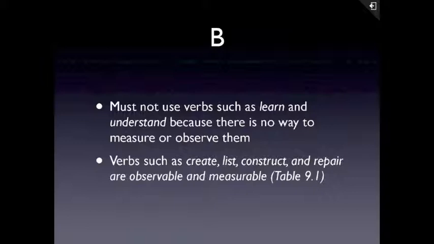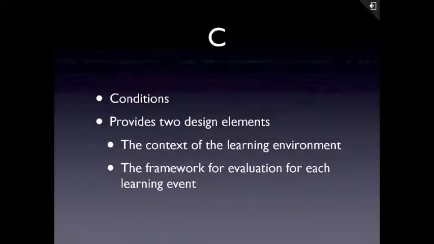Verbs such as create, list, construct, and repair are observable and measurable. And in your book in table 9.1, there is a table of these verbs you can use. C stands for conditions. So conditions provides two design elements. Number one, it provides the context for the learning environment and the framework for evaluation for each learning event. So kind of where it's going to take place and how we're going to know.